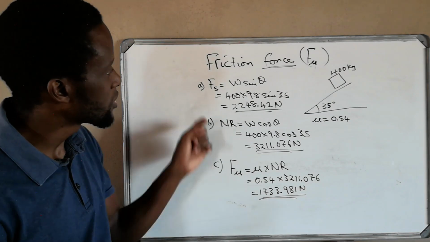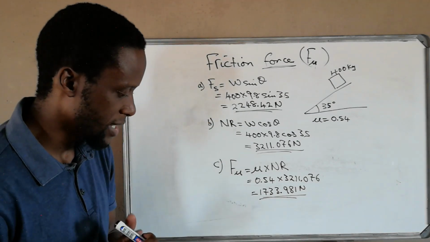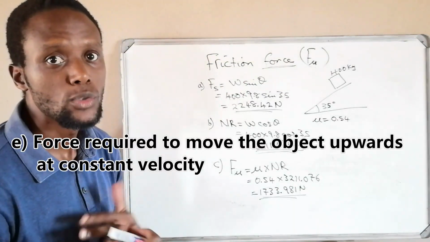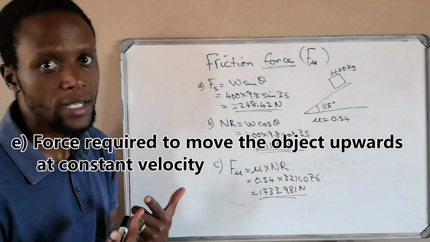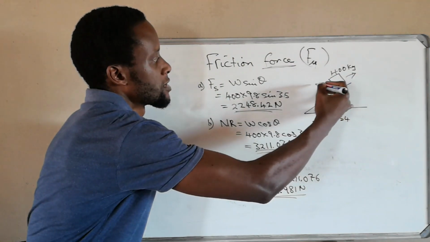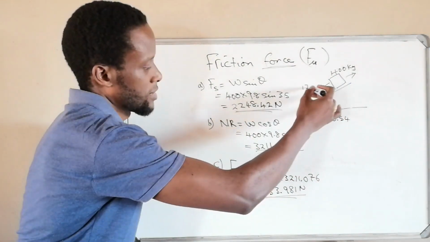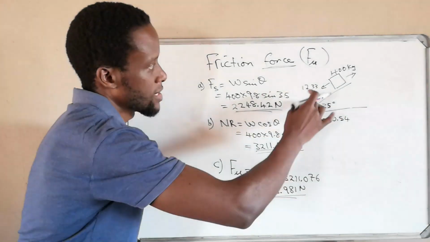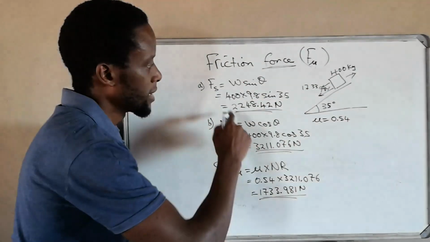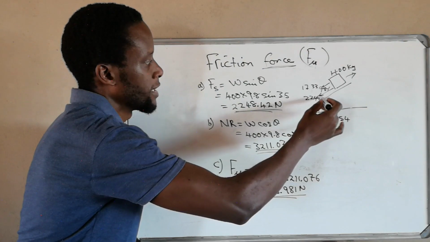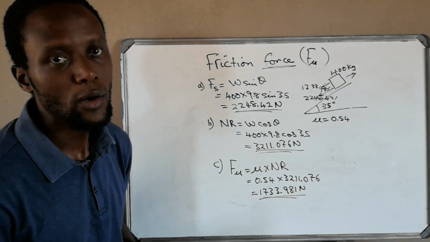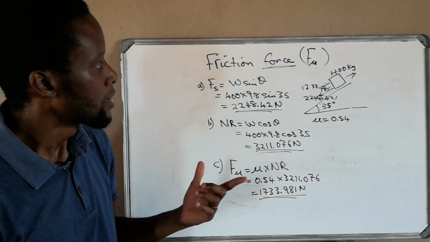Okay, so that is as straightforward as that, nothing too complicated about it. More especially if they ask you questions like this, they break it down into questions like that. Then the next question says calculate the force required to move the object up the incline. When you're moving up the incline, your friction force, the 1733.981 that we have solved for, is going downwards. The other force going downwards is your sliding force, the 2248.421. Both of these forces are going in the downwards direction. So in order for you to go up, you need to overcome these two.